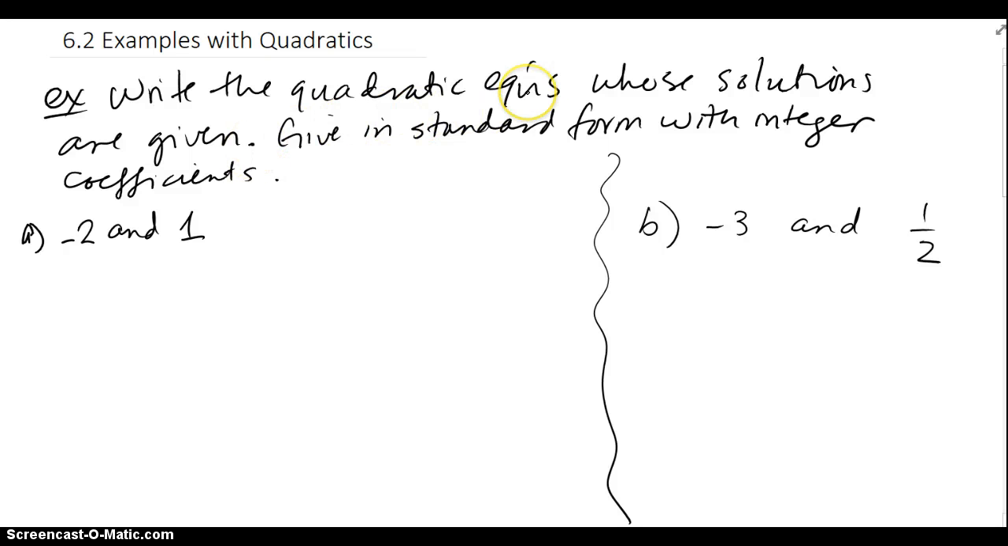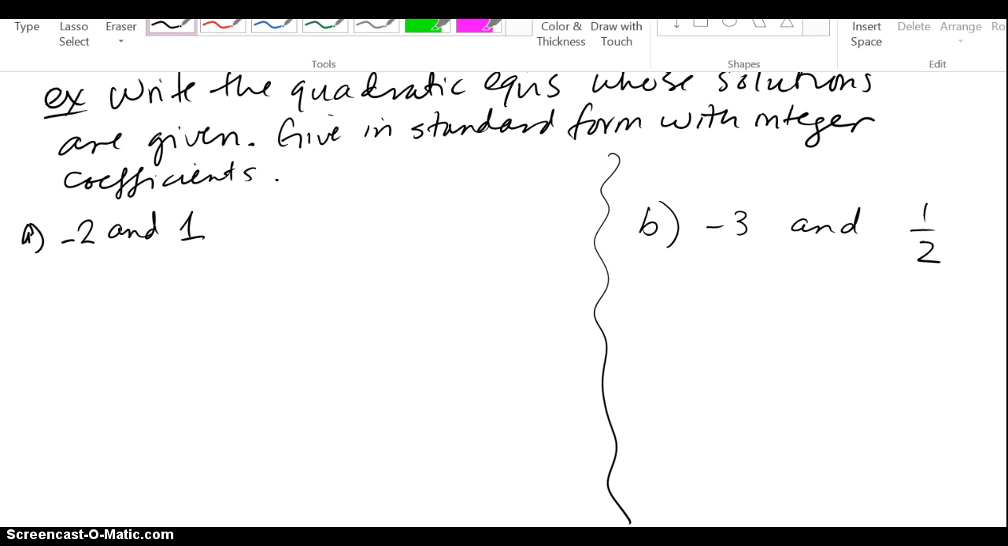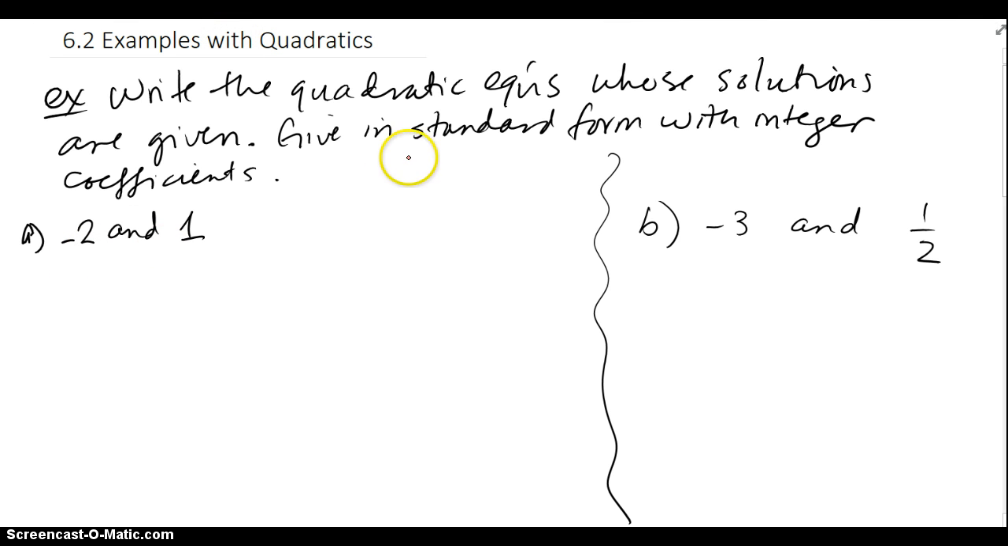Write the quadratic equations whose solutions are given in standard form with integer coefficients. So we can have fractional coefficients. This is kind of working backwards. Recall, if I have something like x squared minus 3x minus 4 equals 0, this would be a quadratic equation. It's already set to 0.